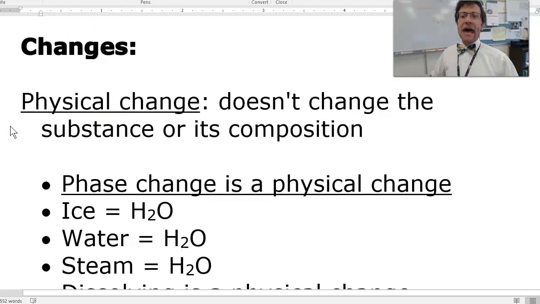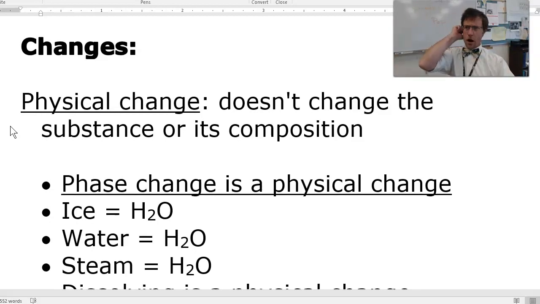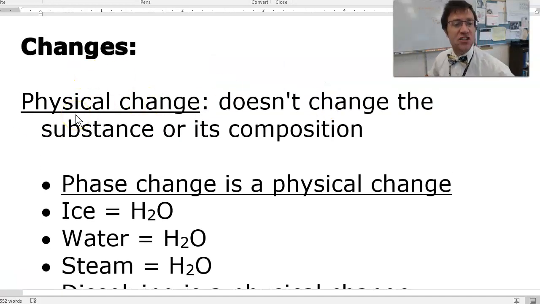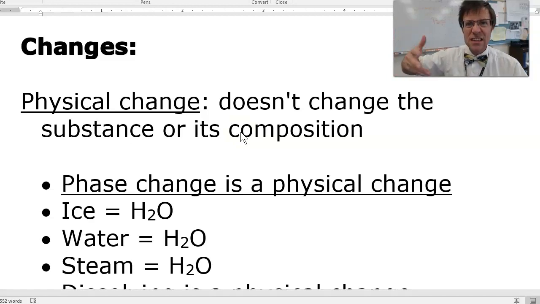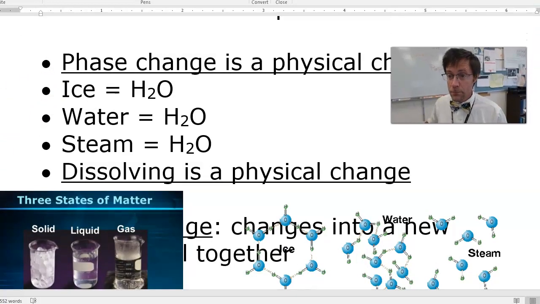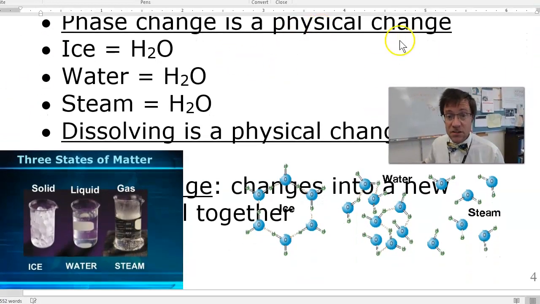So, changes in matter: changes between solid, liquid, gas, going from one substance to another, all that kind of good stuff. First is physical change. A physical change does not change the substance or its composition, just like a physical property. You can observe it without changing it. This is like folding a piece of paper. You're changing the shape, physical change. Like I said before, phase change is a physical change.